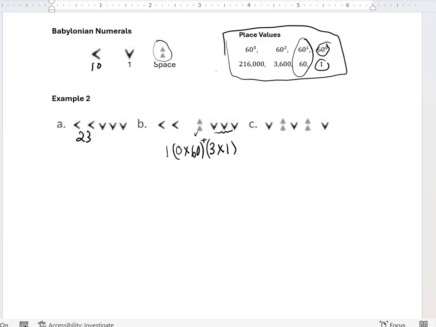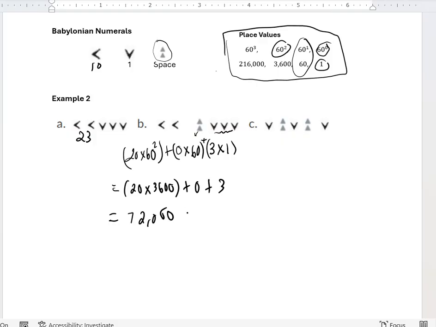And here's a plus sign. And then the last one is 10, 20 times 60 squared, the next position. And then to get our answer, we're just going to multiply this out. So we get 20 times 3600 plus 0 times 60 is 0 plus 3 times 1 is 3. 3600 times 20 is 72,000 plus 0 plus 3. So my final answer is 72,003.